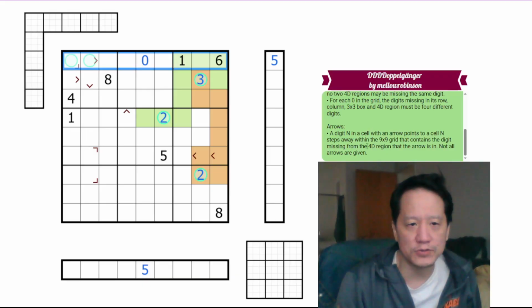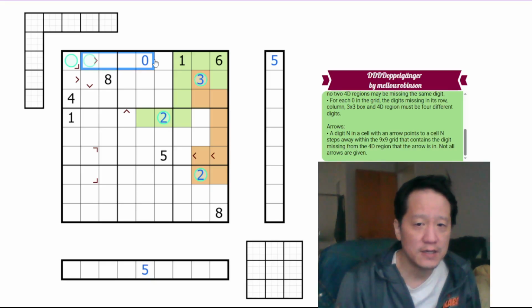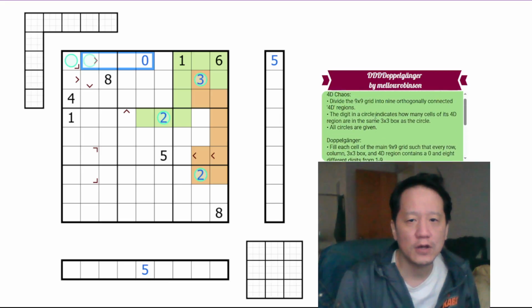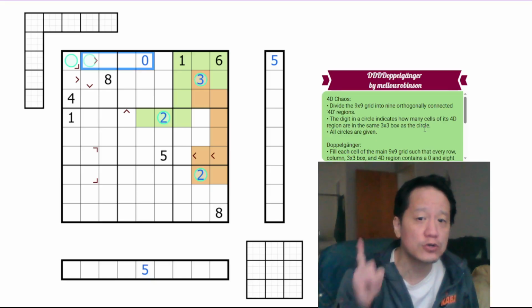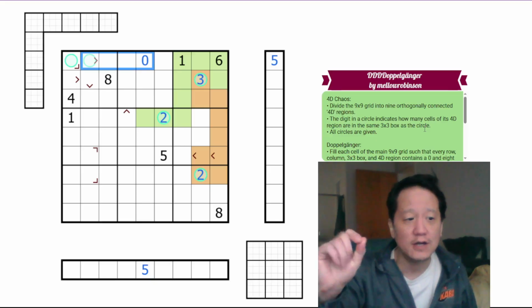So that's how doppelganger works. We have arrows, where a digit n in a cell with an arrow points to a cell n steps away within the 9x9 grid that contains the digit missing from the 4D region that the arrow is in. Not all arrows are given. Okay, so one important thing is the digit in the circle indicates how many cells of its 4D region are in the same 3x3 box as the circle. All circles are given is a negative constraint. So keep that in mind.